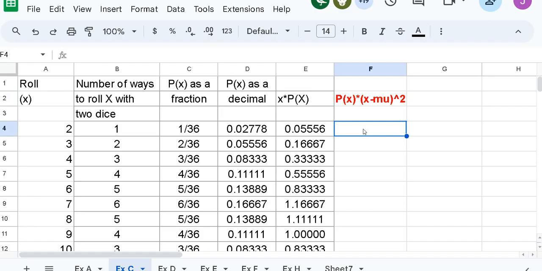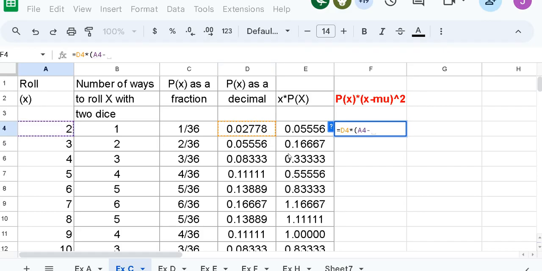So it's going to look like this, equals. Where do I click to get P of X? What column? D. D4, good. Times, what do I get to do the times? Shift 8, good. Left parenthesis, so keep your finger on that shift key. X, where's X? What column's X in? It's in column A. Oh, I'm sorry.